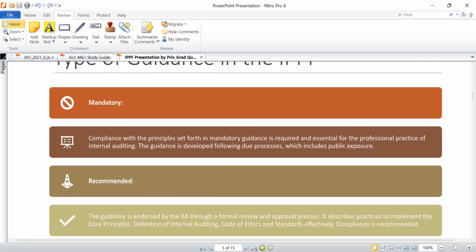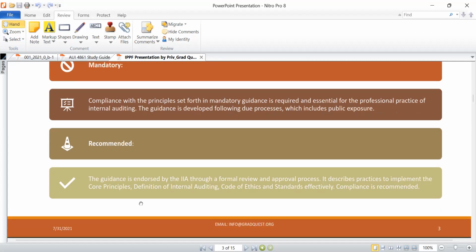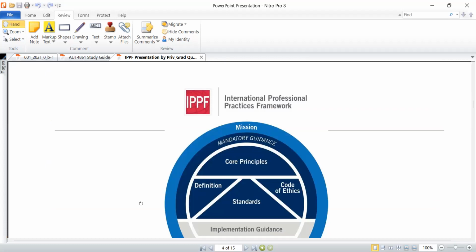Then if something is strongly recommended, it simply means that it's something that is endorsed by the Institute of Internal Auditors. It's not to say that this is mandated, but it's something they endorse, to say you can also follow this guideline when you're performing your internal audit service activities. Then let's look at the breakdown of the IPPF framework so that we can distinguish between those elements which are mandatory and those that are strongly recommended.